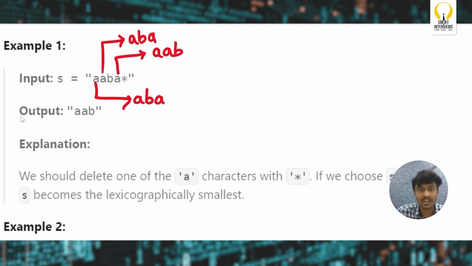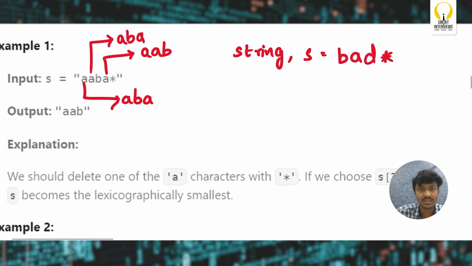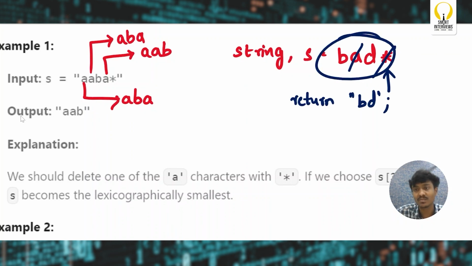But let's try to work on some different example. Let's say there is some string S which is something like B, A, D and star. Now for this, as soon as you see this star, you'll iterate on its left and delete the smallest character. So what is the smallest character here? It is A. You are going to delete A along with the star, and you will return BD, which is the lexicographically smallest possible.